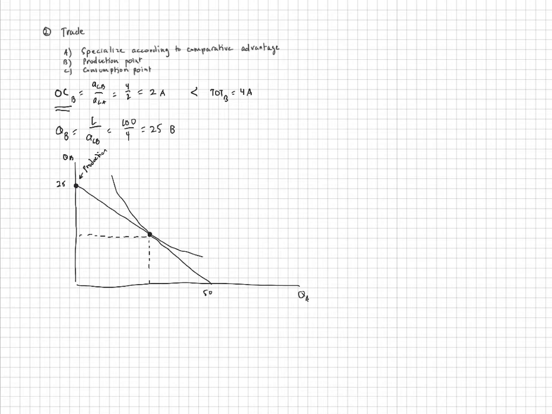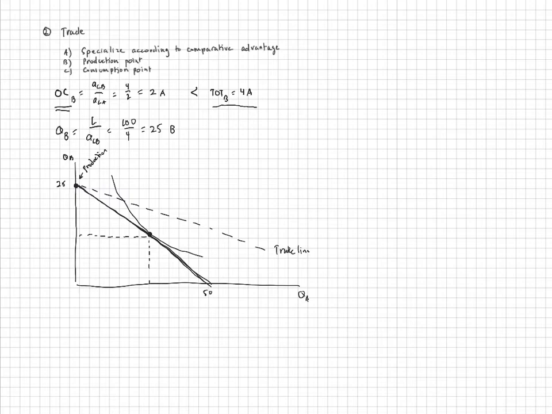And then, because we know the terms of trade is 4A for every B, so for every B that they send out, they will get 4A in return. Of course, this PPF here was for every B you forgo, you get 2A. So the trade line is going to be flatter. In fact, if we kept going, there will be 100A over here. I'm going to stop there. So this is our trade line.